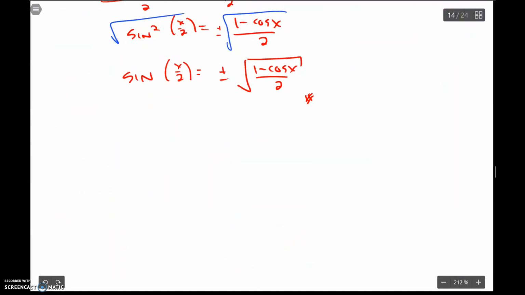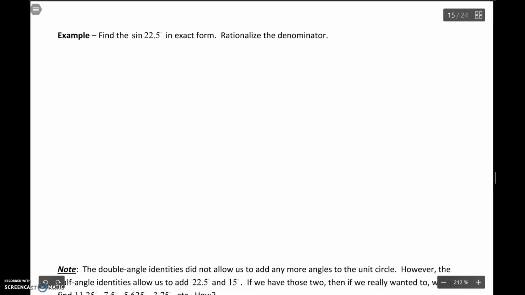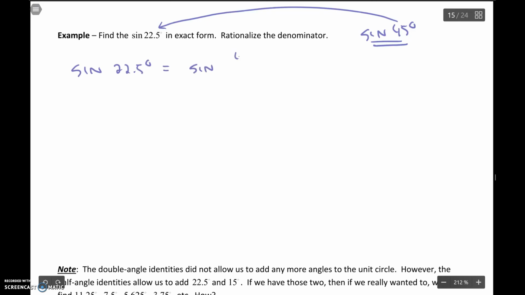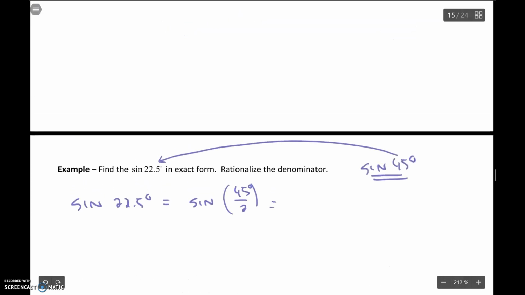All right, got a minute and a half. I want to do one more example. So now we can find the sine of more angles. If you know the sine of 45 degrees, which we do, then you should be able to find the sine of the half angle, half of 45. So let's do that. The sine of 22.5 degrees is equal to the sine of 45 degrees divided by 2, because that is 22.5 degrees. So this is the half angle.